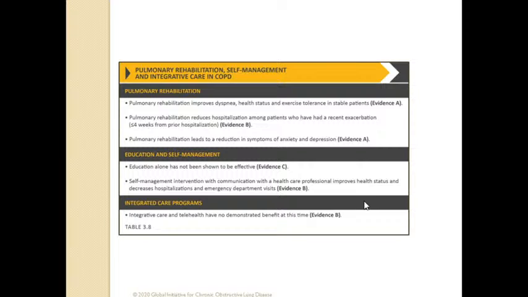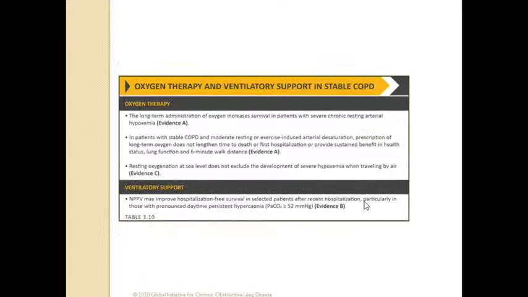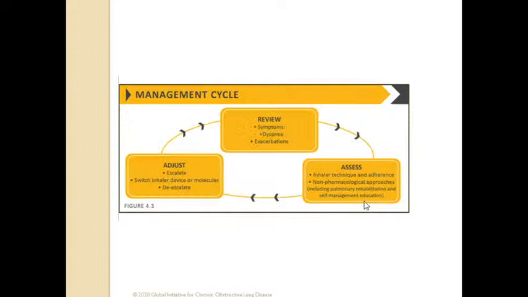Pulmonary rehabilitation is very important. You can see it's evidence A, the highest level. Educational self-management, integrated care programs. Sometimes patients who have progressive dyspnea and desaturation need oxygen therapy, sometimes non-invasive ventilatory support. And the management cycle includes assessing inhaler technique, non-pharmacological approach, adjusting, escalating treatment, switching inhaled device or molecules, or de-escalating. For example, if a group D patient is monitored during 1 year with no exacerbation, or only one exacerbation not requiring hospitalization, the patient can transfer to group C or group B.